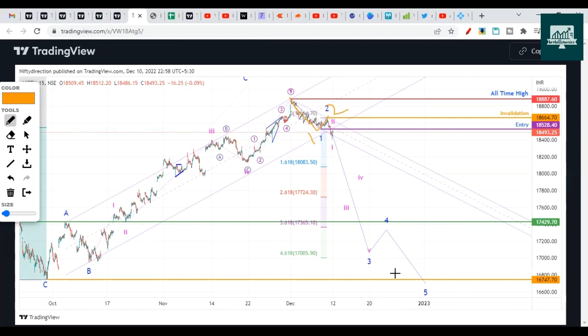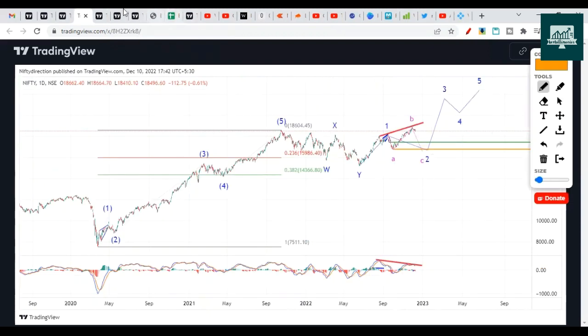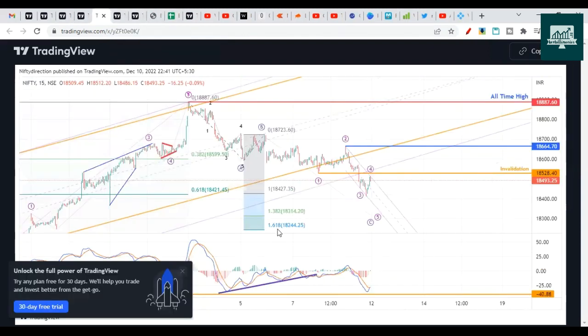If this is the case, then the fifth wave will break this low, and it can make one more low near, let's say, 16,500. So this is what can happen. As I said, 16,500 can come if the drop is very sharp starting next week. So let's see, if it doesn't open gap down, then all these bearish cases will not hold ground, and it will bounce back from the 18,300 to 18,250 zones itself.